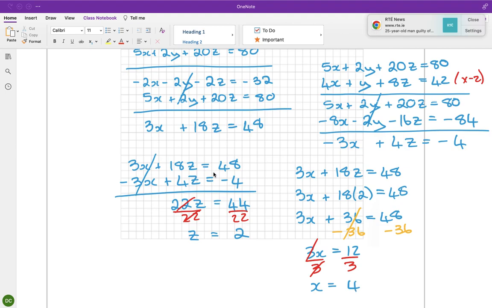And then I'm going to go back to the top line. So x plus y plus z equals 16. 4 plus y plus 2 equals 16. Y plus 6 equals 16. Minus 6, minus 6. Y equals 10.